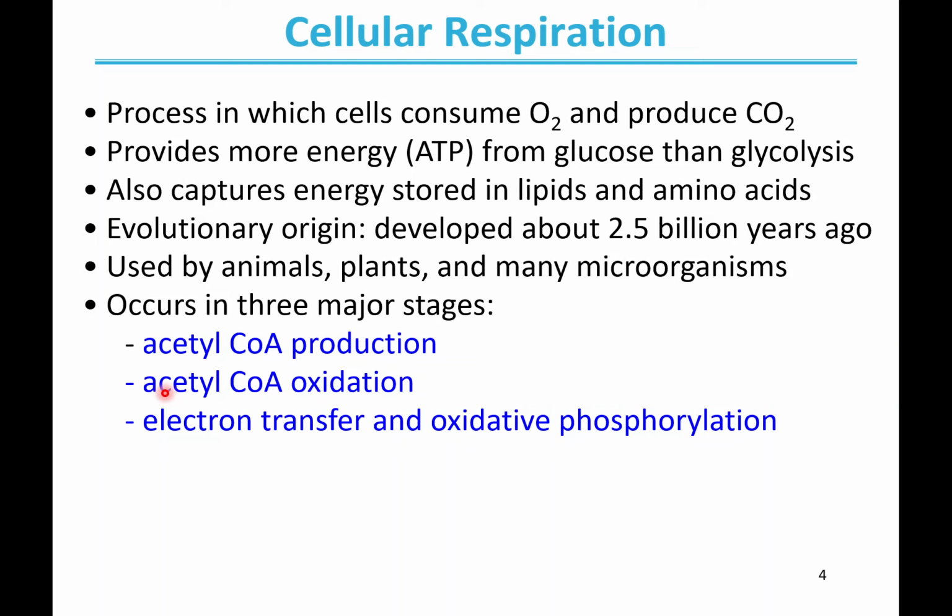So the three stages: acetyl-CoA production, which we'll see involves glycolysis, and then what's known as pyruvate dehydrogenase to form acetyl-CoA. Then acetyl-CoA oxidation, which would be the citric acid cycle, and then finally electron transfer and oxidative phosphorylation. That's what we refer to as the main respiratory chain, and that will be the topic of chapter 19.